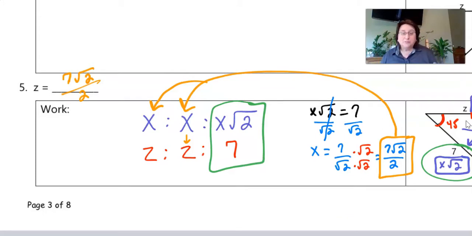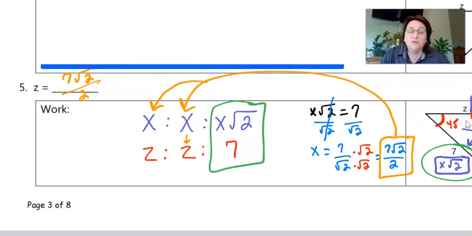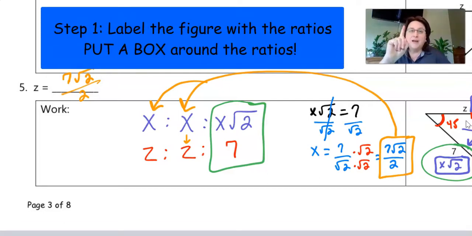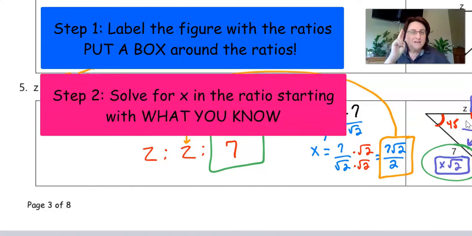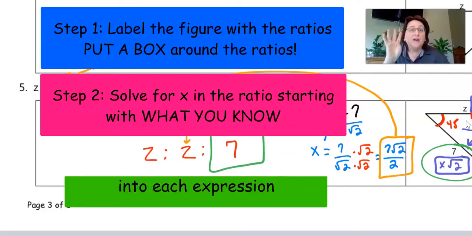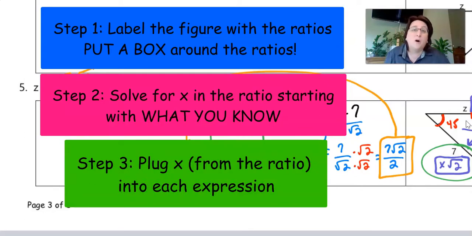Okay, so if you need to make yourself a little note, first thing, label your ratios and put a box around them. Second thing, start with what you know. Solve for the x in the ratio, then go and plug it in to all of the ratios. Okay, so that's just what we did.